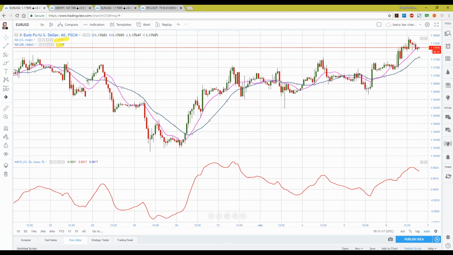Underneath our price chart, we have a zero line. This line is positive, it's above zero. Whenever we subtract the 26 period from the 12 period, the difference is plotted on the chart. When the 12 period is higher than the 26 period, it's going to be a positive number. Right now, the 12 is 117.70, and we subtract 117.45 from it, and the difference is plotted right here.